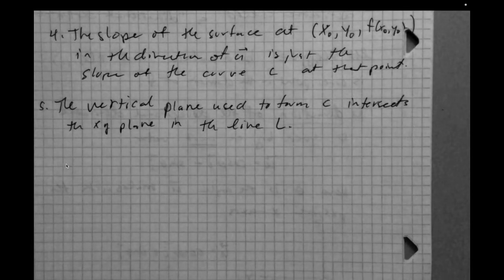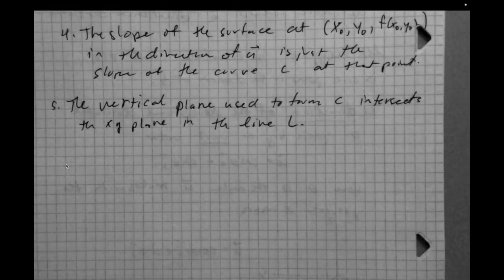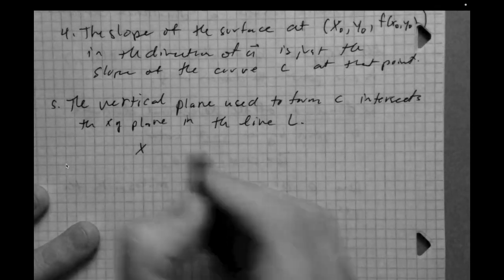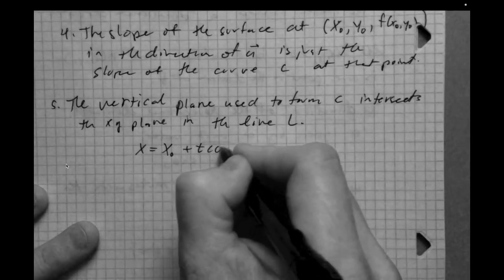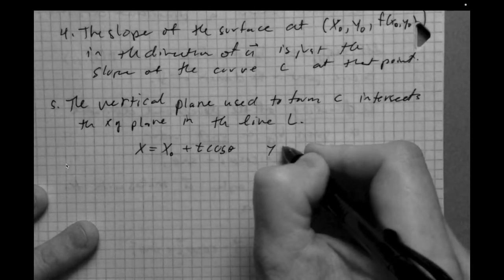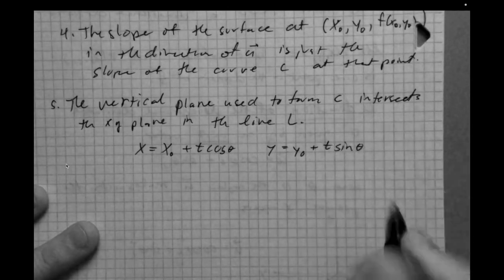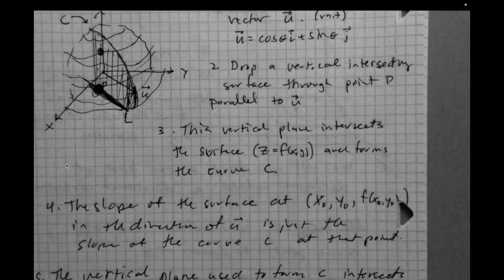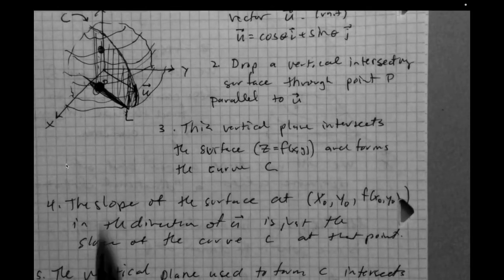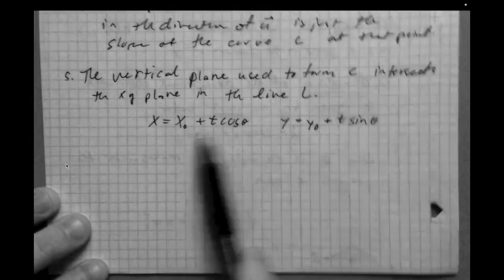And this line L can be represented by a pair of equations, right? So what we could do is say x equals x naught plus t times cos theta, and y would be y naught plus t sine theta, right? So that's going to be the set of equations that describe this line. Okay, so that's what L is. L is going to be this line determined by this set of equations here.